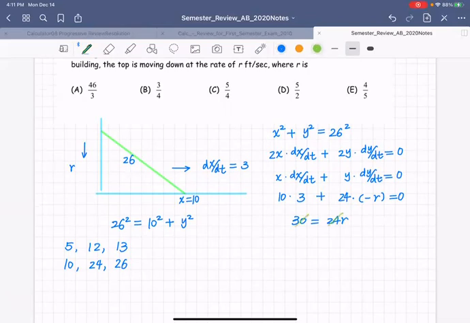Okay, let me finish this one. All right. So this is 10, this is 8. So r equals 10 over 8, which is 5 over 4. All right. Let me see what question you have.